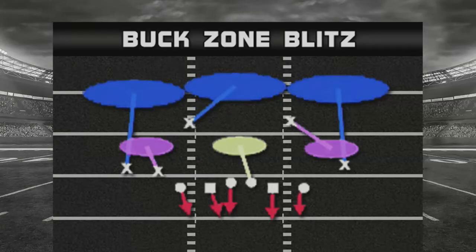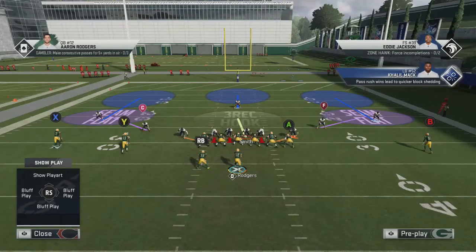We're going to take a look at a blitz out of the nickel double A gap, and the name of the defense is called Buck Zone Blitz. With this particular defense, we're going to look to get pressure from the left outside linebacker. Let's go ahead and take a look at the play on the field, as you can see on your screen there.